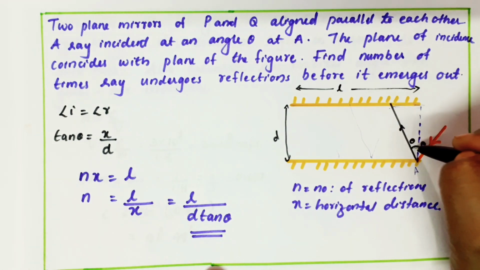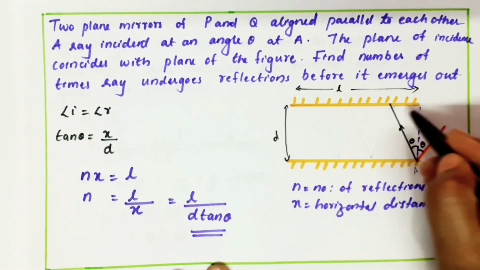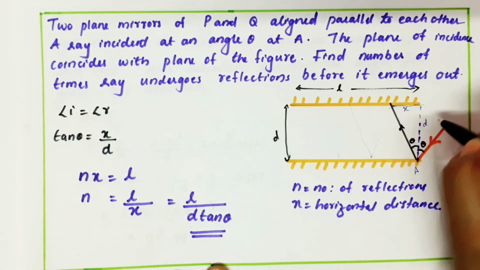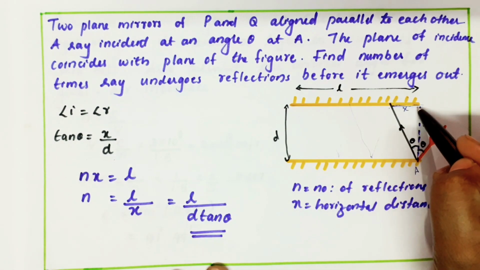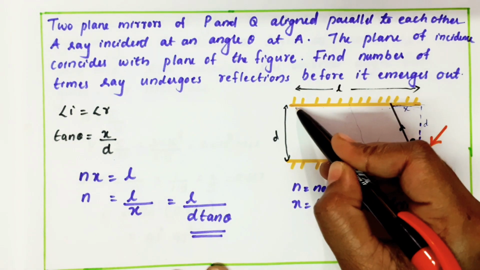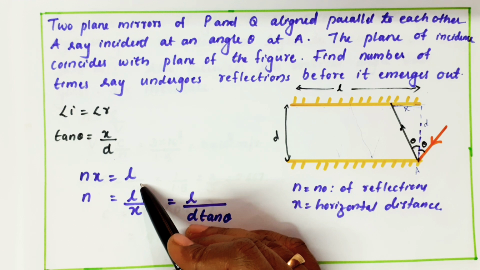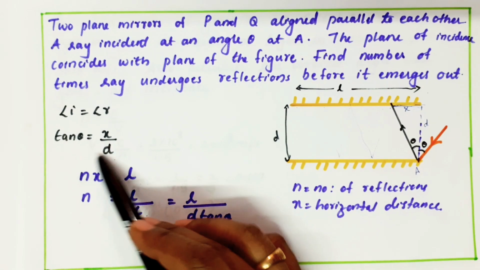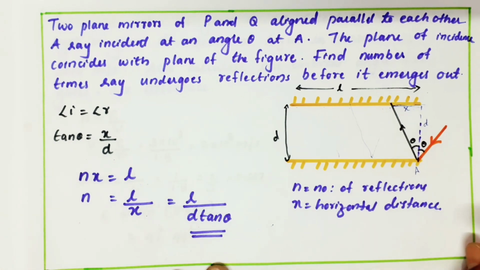I can find this using tan theta. It is opposite side by adjacent side. I'm just putting this distance as x. This is d. So I write tan theta equal to x by d. Now this distance is x, so how many x will be there here? We know the total length is L. So nx should be equal to L. Therefore, n equals L by x. X we know, cross multiply this, L by x is L by d tan theta. So the number of reflections is L by d tan theta.